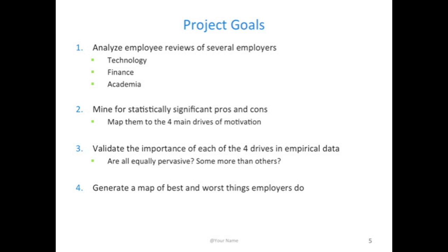The main goal of the project was to extract some empirical evidence of what employers do best and worst when it comes to motivating their employees, and to map such actions onto the four emotional drives. Due to data and time constraints, I chose to focus only on three employment sectors: technology, finance, and academia. The information was mined from employee reviews written in English in the form of pros and cons. The idea was to assess the relative importance of the four drives through empirical analysis and to determine whether the four are equally important or whether some, like for example compensation or the drive to acquire, dominate others.